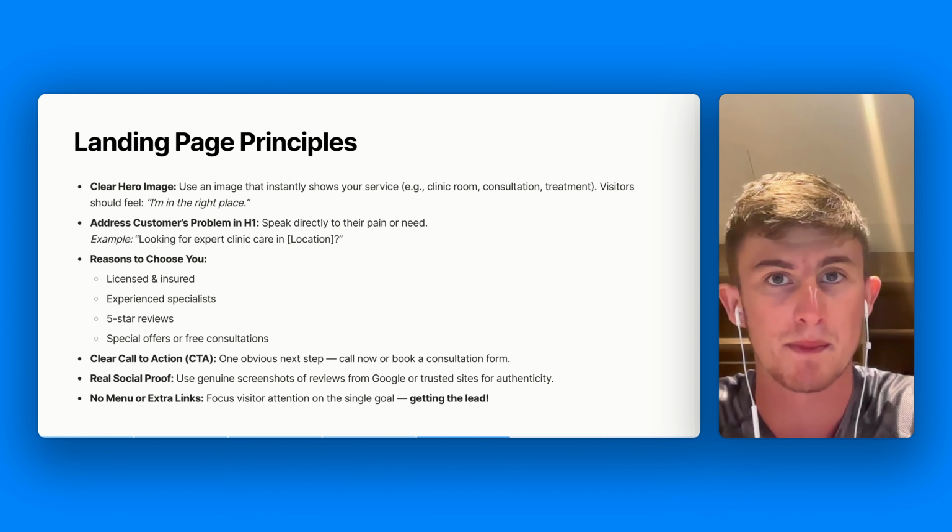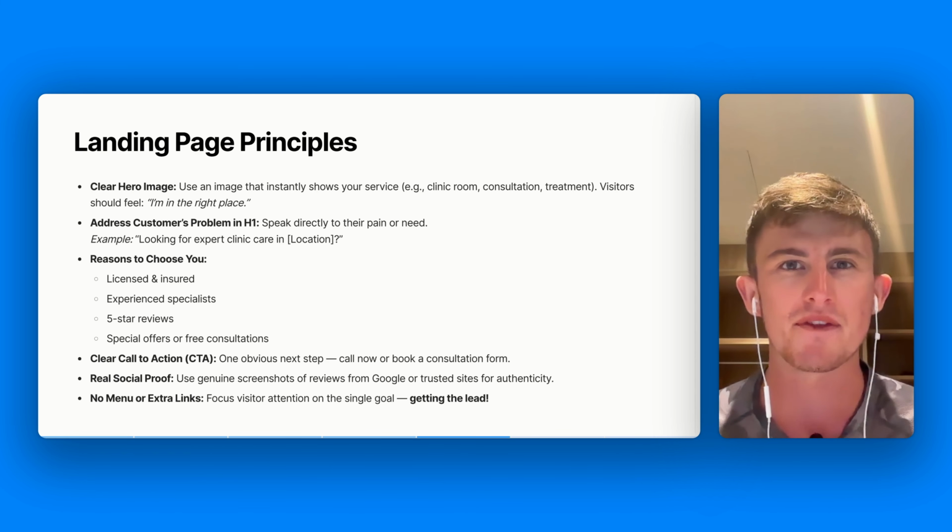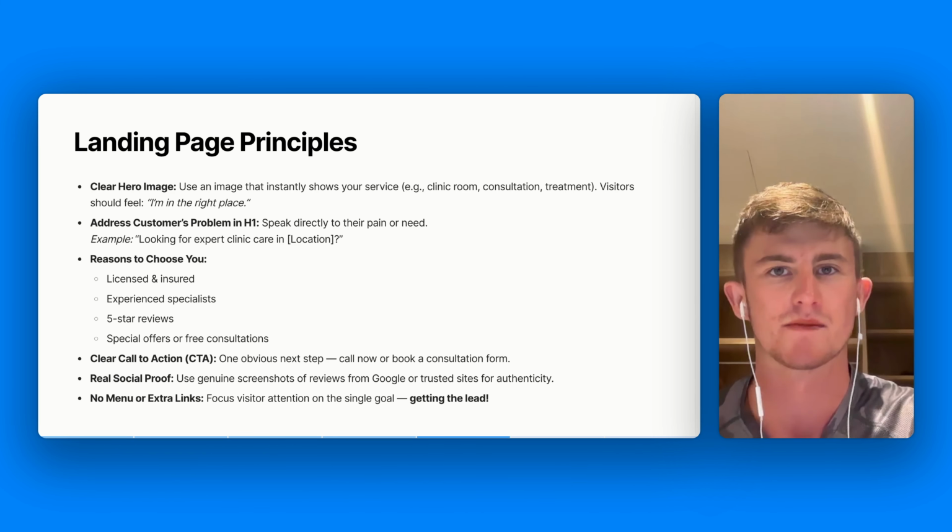So just get the lead. That's the goal of the landing page, is just get the information so you can contact them yourself. But the main thing is, don't have multiple calls to action. Get the lead. That's the only goal.